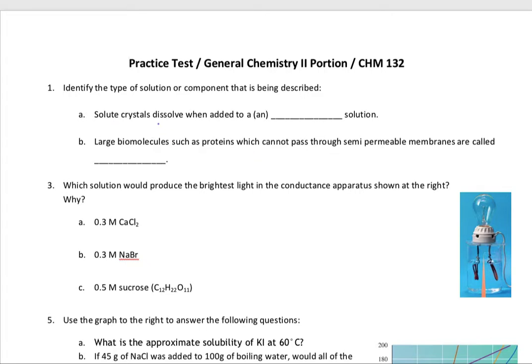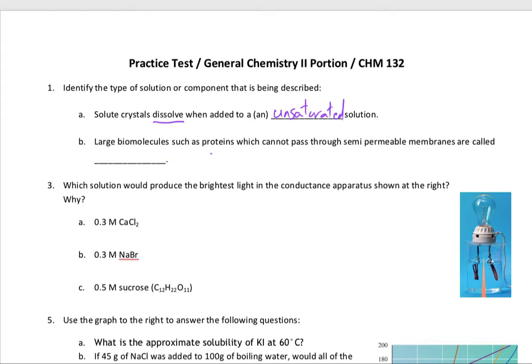If a solid sample dissolves when it's added to a solution, it's just going to form an aqueous solution, and that's an unsaturated solution. Something that hasn't maxed out its solubility yet. When the solid doesn't dissolve anymore, that's when you have your saturated solution.